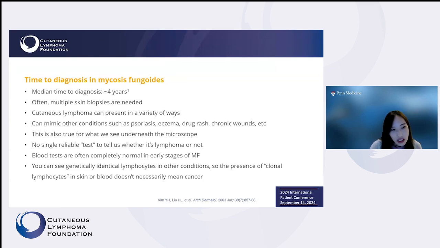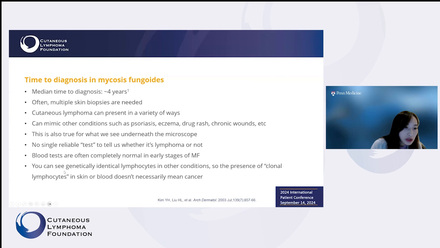Part of the reason is that, as we saw earlier, cutaneous lymphoma can present in a wide variety of ways. And it can mimic other rashes like psoriasis, eczema, drug rash, chronic wounds. And it's not just for the dermatologist. This is also true for the pathologist. When we look at cutaneous lymphoma under the microscope, it can mimic eczema, it can mimic psoriasis, and there's no single reliable test to tell us whether it's lymphoma or not.